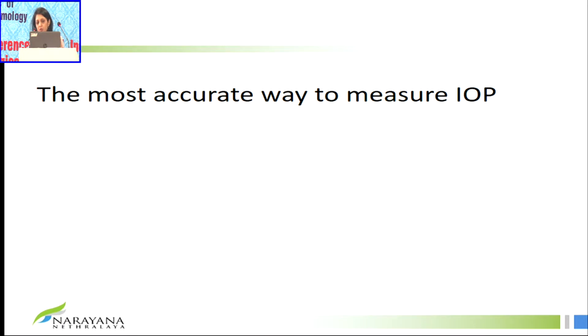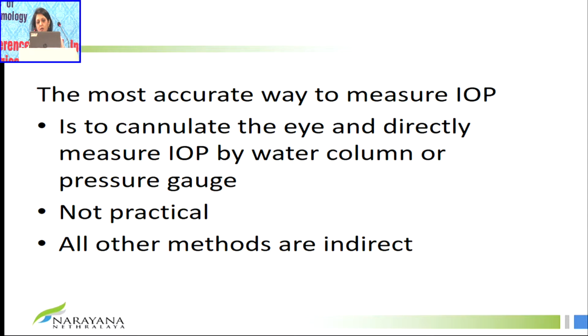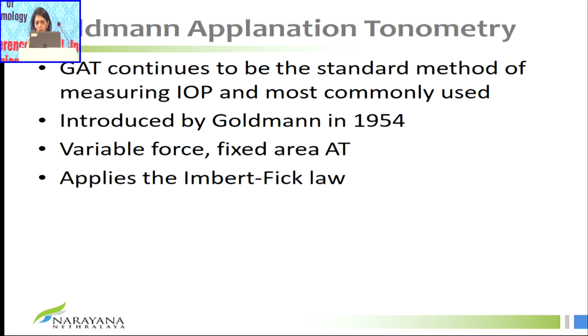So which would be the most accurate way to measure intraocular pressure? So the best way is to cannulate the eye and directly measure the intraocular pressure either by a water column or by a pressure gauge. Obviously, this is not very practical. All other methods that we use are indirect ways of checking the intraocular pressure.